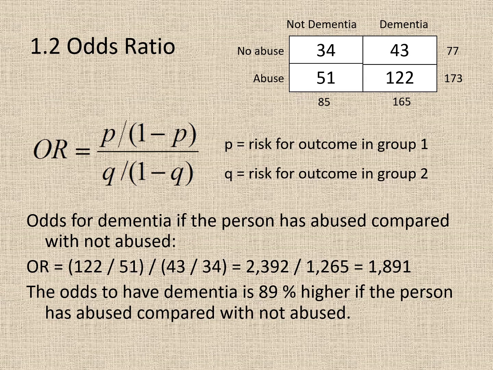If you want to calculate the odds for not having dementia, then you take 1 divided by this, and you get that odds ratio. It's the same as the inverse of this odds ratio. Okay, if you calculate the same odds among those who have not abused, then we take 43 divided by 34.